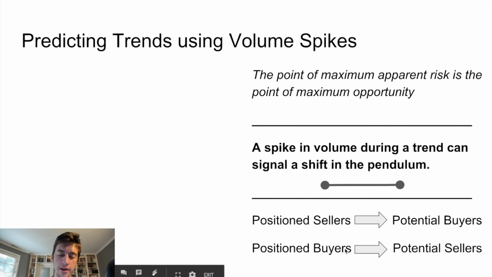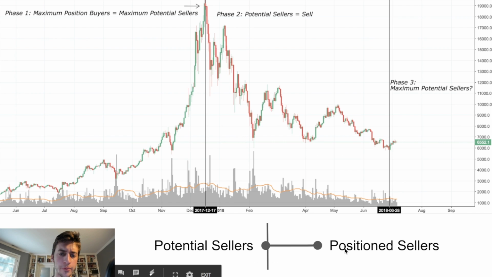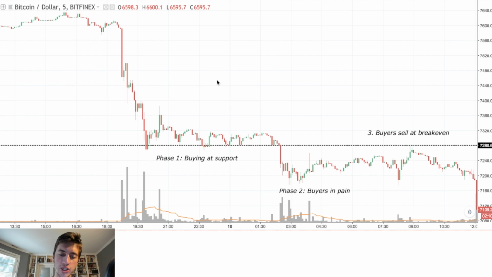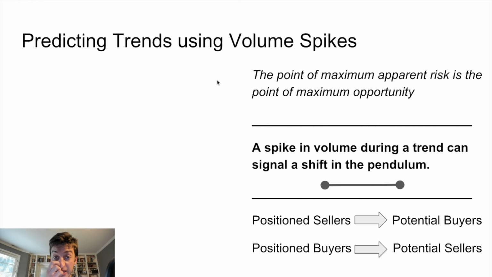Additionally, position buyers, so again, think of that 20K run up where price is just spurting up to 20K. All of those position buyers actually do become potential sellers. And that's what we saw with price going down from 20K down to 6K.